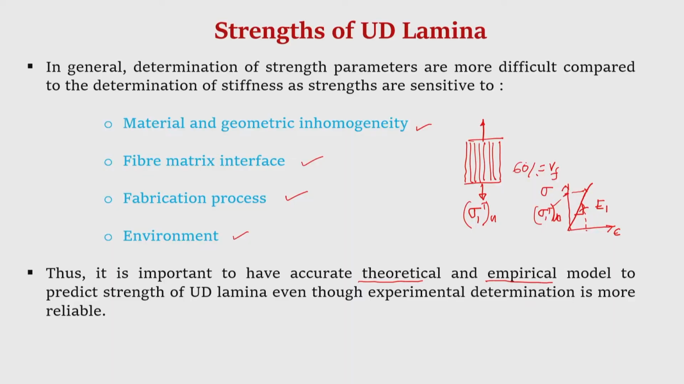Now, suppose we change the volume fraction from 60 to 50, again we have to do another test. Okay. If the material is changed from say glass epoxy to graphite epoxy, we need to test again. It is time consuming and cumbersome. We have already discussed this in detail. So, therefore, it is important that we have prediction methodologies, accurate theoretical and empirical models where we could predict the strength of a unidirectional lamina in terms of the corresponding strength of the constituent fiber and the matrix. But having said so, experimental determination is always more reliable.